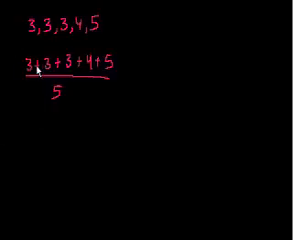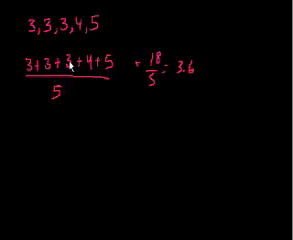And let's see, what would this be? This would be 9 plus 9 would be 18 over 5. That would be 18 over 5, which would be what? 3 and 3/5, which is 3.6. That is the population mean for this population of numbers.